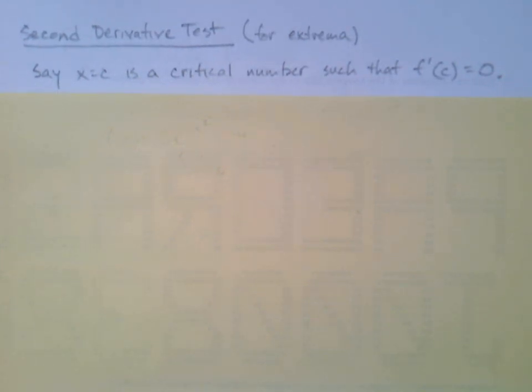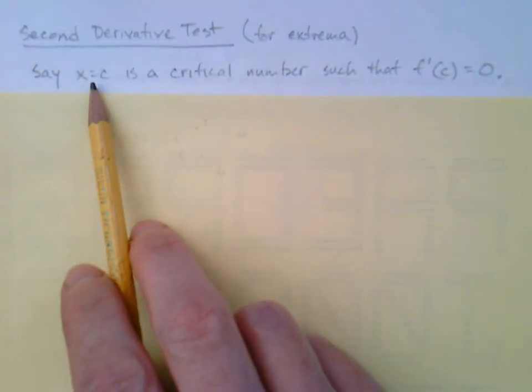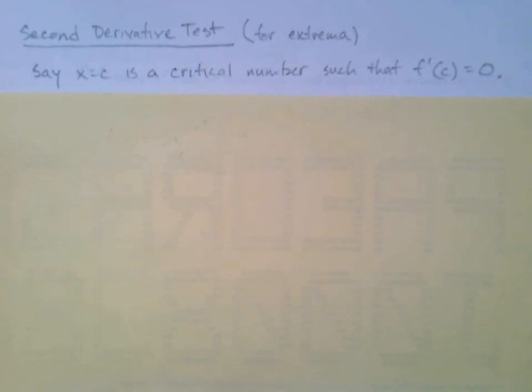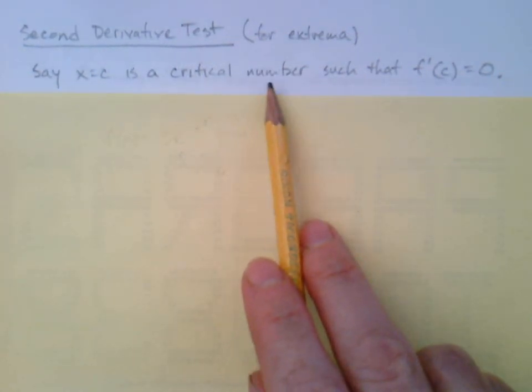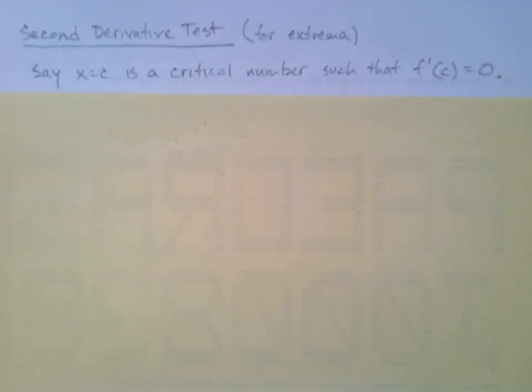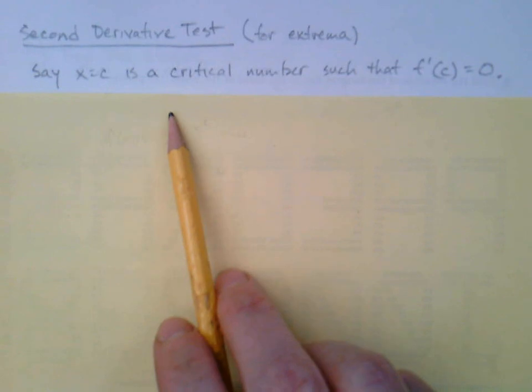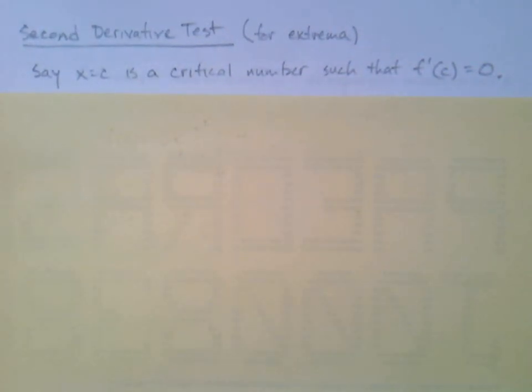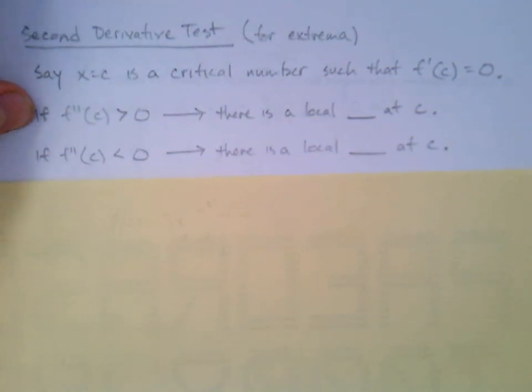Okay, how can second derivatives help us find maxes and mins? Well, let's see. Let's say x equals c is a critical number, and specifically a critical number that made the first derivative equal to 0. Obviously, other critical numbers might cause your derivative to not exist, but we're not considering those, only the ones that make your derivative 0. Okay. So here's what we're going to do. We're going to take that c and we're going to plug it into the second derivative.